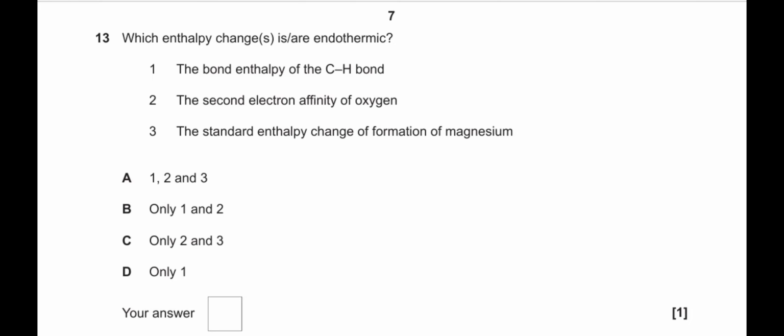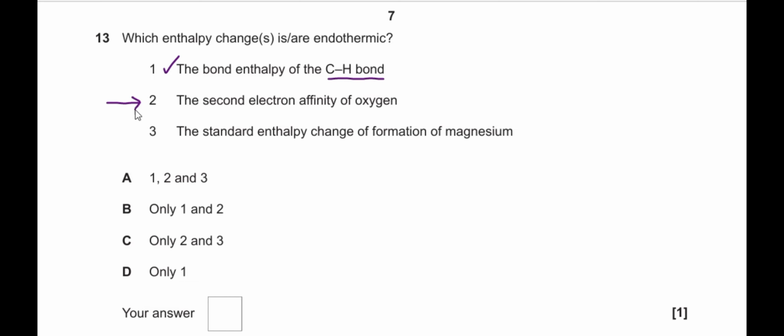Question 13. Which enthalpy changes are endothermic? So there are three statements given. Let's review each of them. The first one is the bond enthalpy of the CH bond. This is endothermic because we need to give energy to break a bond. In fact, the definition of the bond enthalpy itself is the amount of energy required to break 1 mole of a specific bond in a gaseous molecule. Therefore, this is endothermic.